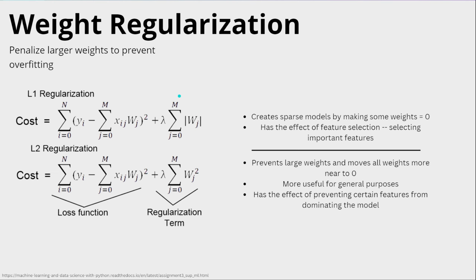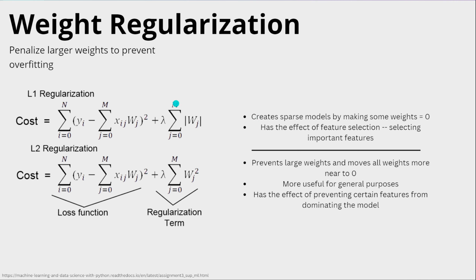Another technique for regularization is weight regularization. It's hard to say. This is when you essentially penalize larger weights to prevent overfitting. The way it does that is it adds on to the loss function calculation. You have L1 regularization and also L2. L1 works by taking the absolute value of the individual weights and adding them together, so summing them up, and then multiplying them times lambda, which is just how much you want to essentially regularize it.